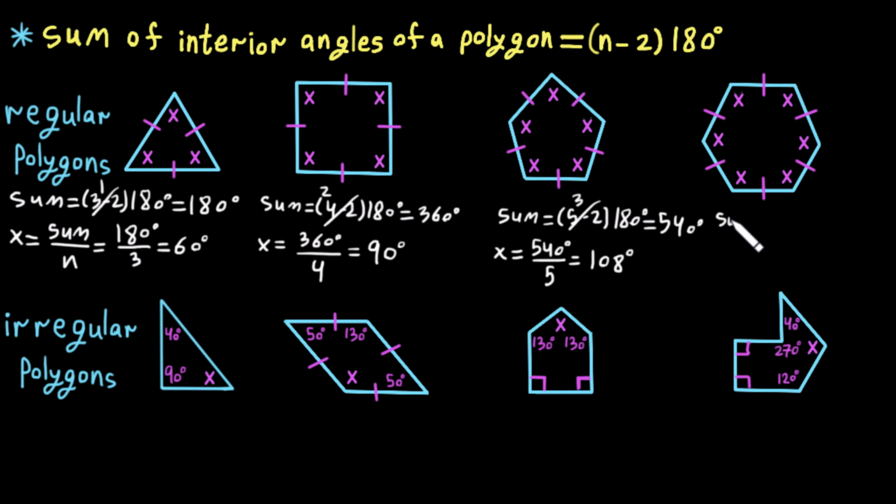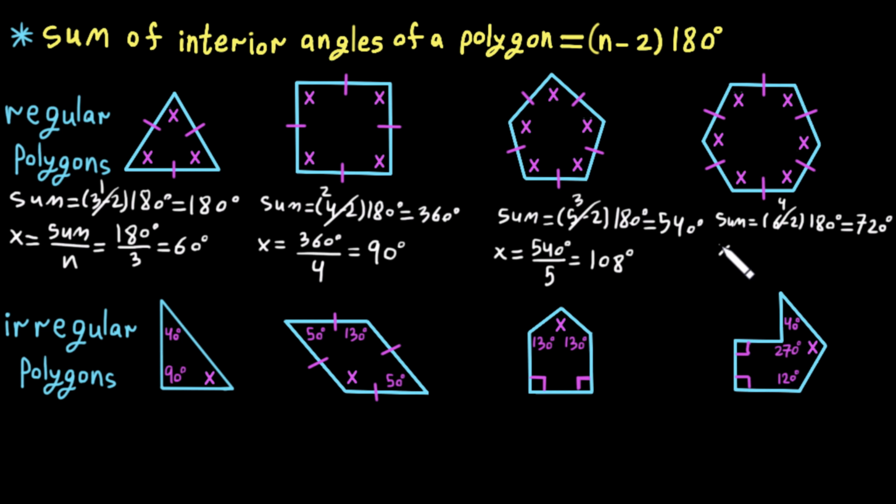So the sum equals 6 minus 2 multiplied by 180 degrees, equals 6 minus 2, which is 4. 4 multiplied by 180 degrees, which is 720 degrees. So 4 multiplied by 180 degrees equals 720 degrees.